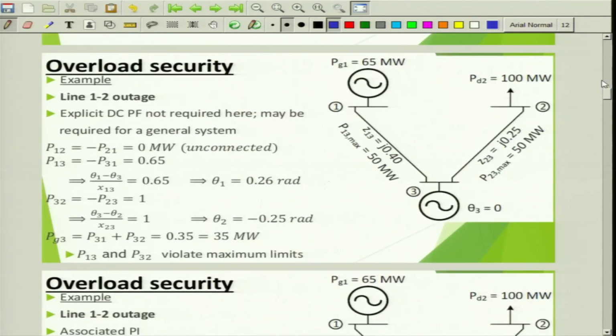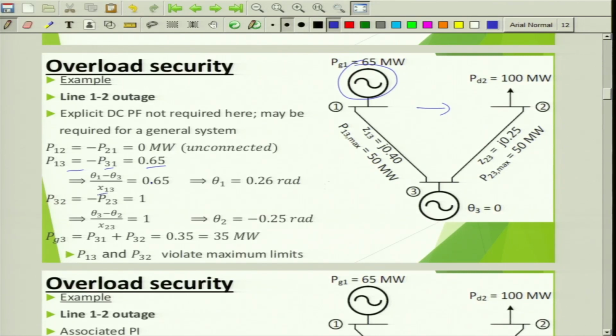Now let's consider a line outage. First we consider generator outage. Let's consider this line itself is not there due to some fault. Now what is happening? P12 is equal to minus P21 is equal to 0, and power flow cannot happen here. This is 0. And P13 is equal to minus P31, because whatever generation is there has to flow here. So P13 is equal to minus P31 is equal to 0.65, right?